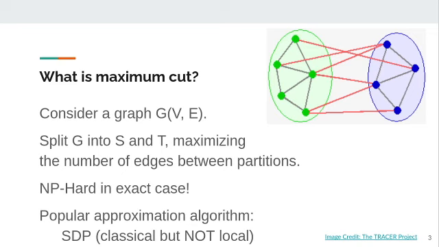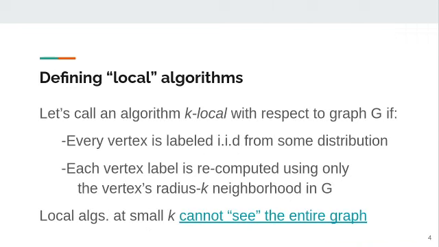Also, the semi-definite program is not local. And so what does local mean? Let's call an algorithm k-local with respect to some graph if you first label every vertex, IID, from some distribution, and then you recompute every vertex's label using only the radius k neighborhood of the graph. And the key idea here is that local algorithms at small k can't see the whole graph. It's a restricted model of computation. And so the question here is, can local algorithms perform well on these problems? They should be limited in some capacity.